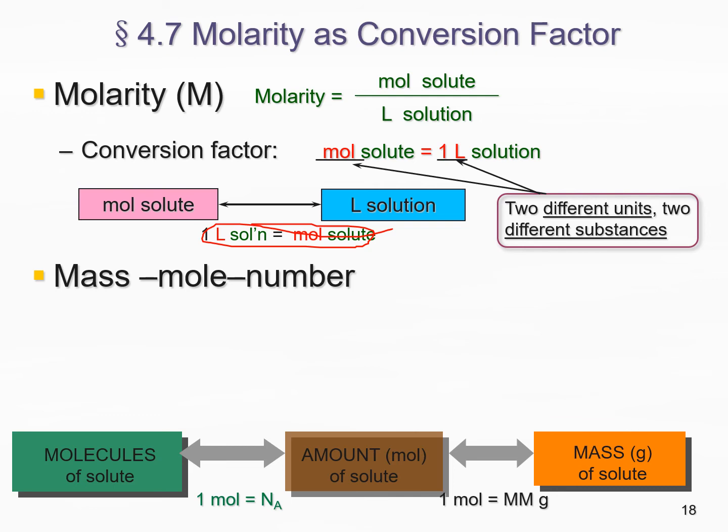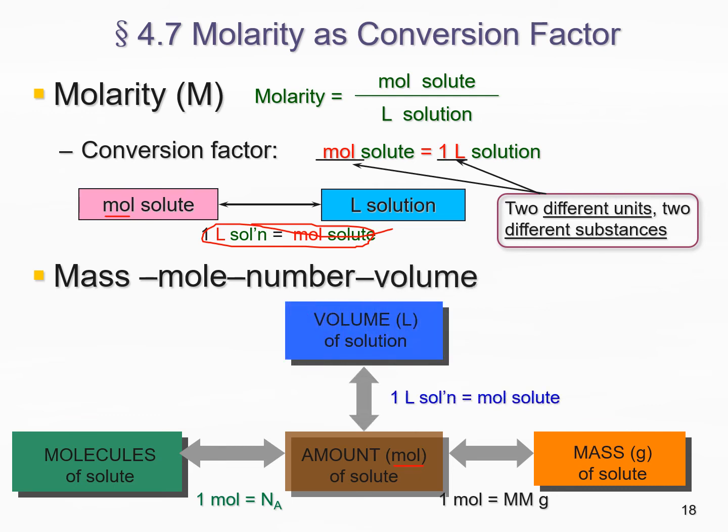Remember, we had number, moles, and mass. Here's the moles, here's the moles. So we can combine these two solution maps into one. We have mass, mole, number, and volume for the same substance. Here, concentration is used as a conversion factor to convert liters, or the volume of solution, to moles, and vice versa.